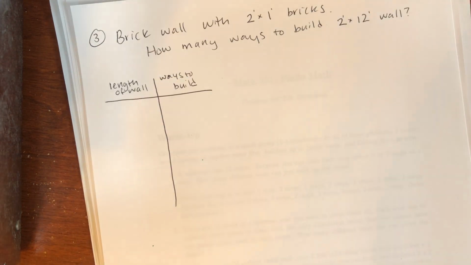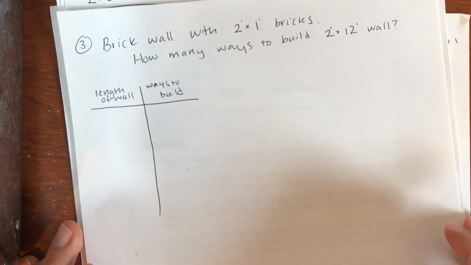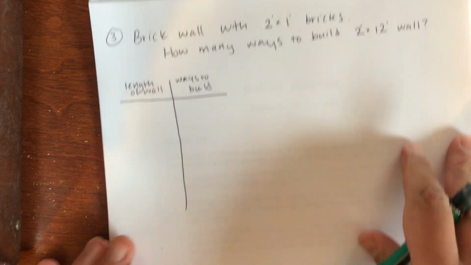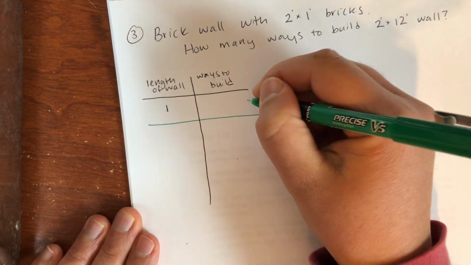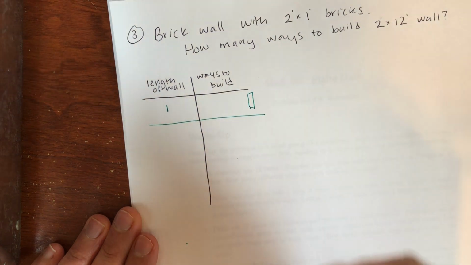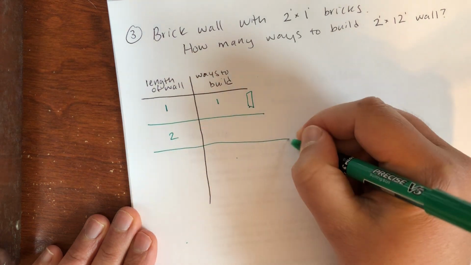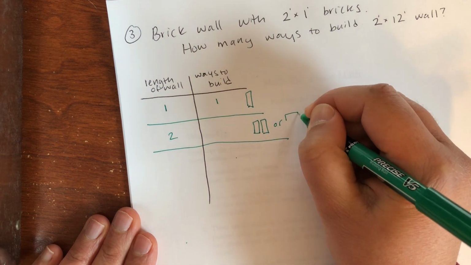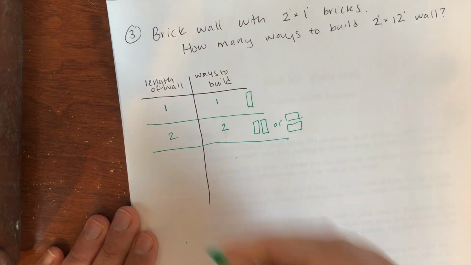Now the last problem, I won't go through the whole thing, but I can at least get you started. We're building a brick wall with 2 by 1 bricks. How many ways can you build a 2 by 12 wall? So as an example, if the length of the wall is just 1 foot, then you have to put your brick going upright, so there's just one way. But if the length of your wall was 2 feet, you could put 2 upright bricks together, or you could put 2 horizontal bricks together, so there's 2 ways.